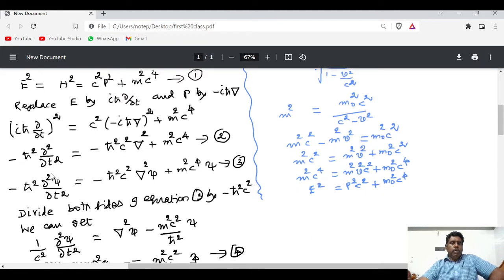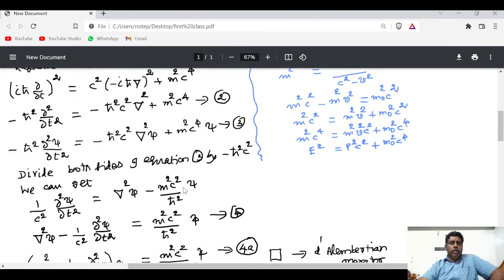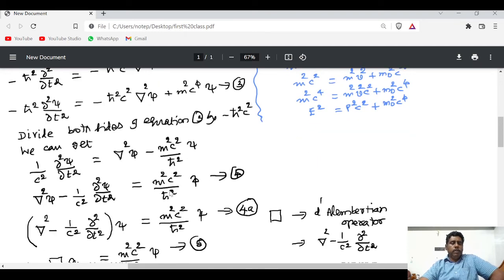Then this is further modified in this form. Minus h cross square dou square by dou t square is equal to minus h cross square c square del square plus m square c power 4, which is allowed to operate on the wave function psi. Now we can get the equation of the form 3. Now divide equation 3 by minus h cross square c square. We can get 1 by c square dou square psi by dou t square is equal to del square psi minus m square c square by h cross square into psi. By modifying this equation, we can get the equation of form 4, which is called the Klein equation.